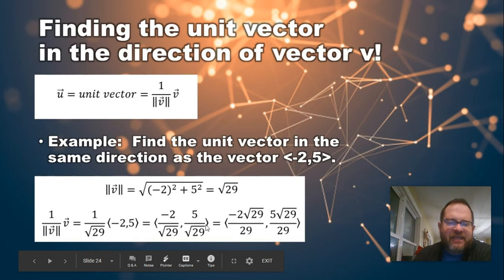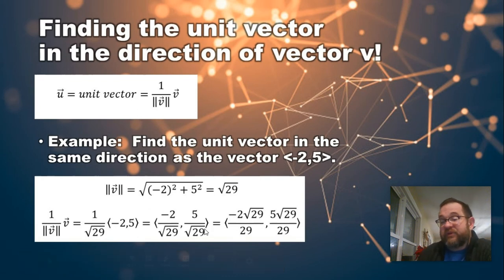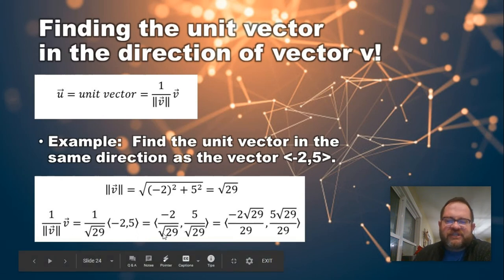Which again, is it going to break my heart if you left it that way? No, but I know you'll be more comfortable if your answer matches the answer in the back of the book. And remember, the back of the book is going to be very allergic to having square roots in the denominator of fractions. So we multiplied by a fancy way of saying 1, namely square root of 29 over square root of 29 in this case. So the square root of 29 times square root of 29 became 29, and the numerator became -2 square root of 29 over 29, 5 square root of 29 over 29.